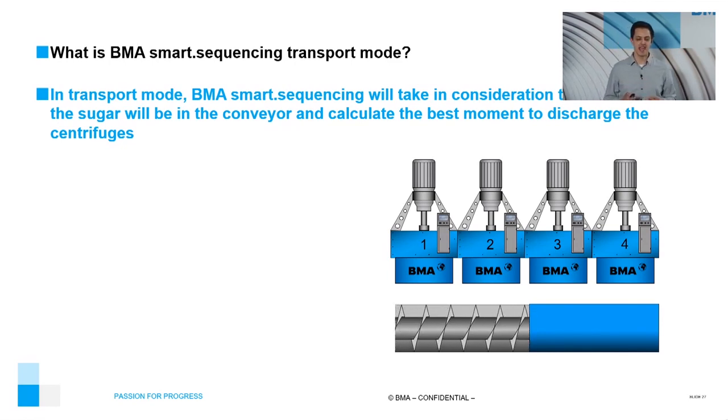So here we may have 2 machines discharging at the same time, but they need to be one at this side of the conveyor and the other at this side of the conveyor. We don't want 2 machines, one near the other, discharging at the same time, because this will result in an overload. So here the main focus is really to minimize problems in the conveyor.